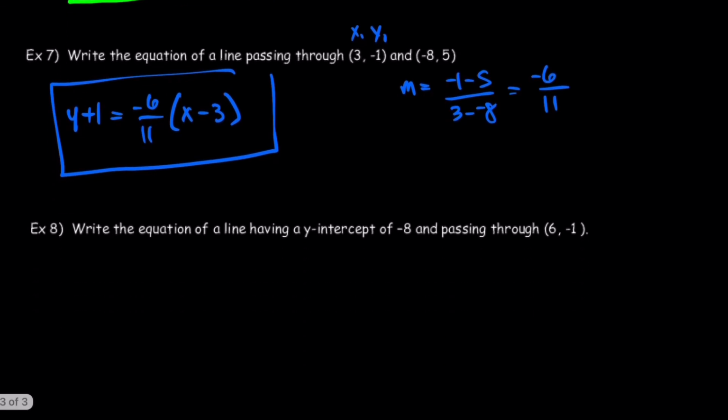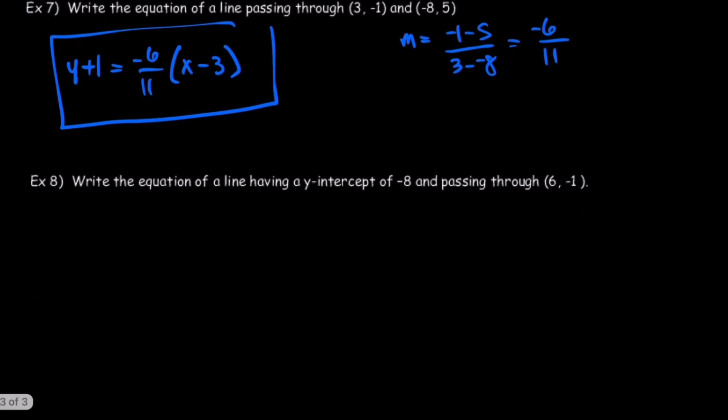Okay, and the last one. Write the equation of a line having a y-intercept of negative 8 and passing through (6, -1). Well, I've got the y-intercept, but again, what's missing here is a slope. And I don't have another coordinate written out. I know (6, -1) is one of the two. But again, it might be helpful to sketch this. The y-intercept is negative 8. So way down here. That would be the point (0, -8).